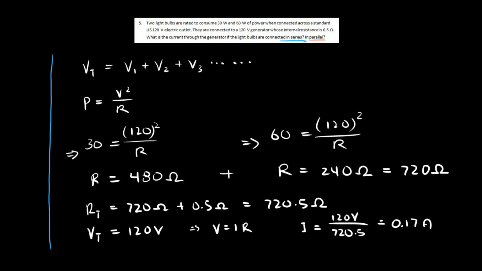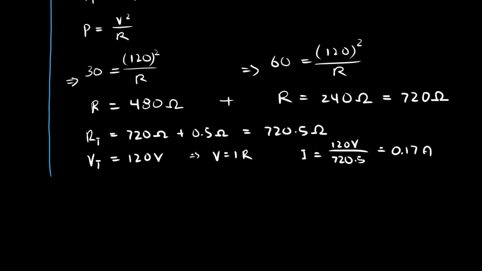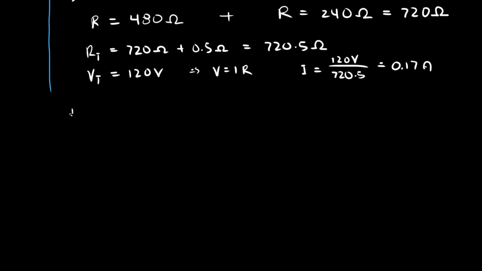Now to do the parallel circuit part of this problem, we would follow a similar procedure as we see here. We already know the individual resistances of the two light bulbs. The 30 watt light bulb has a resistance of 480 ohms, and the 60 watt light bulb has a resistance of 240 ohms. However, we know that their total resistance changes because now we are looking at a parallel circuit. We know that in a parallel circuit, the reciprocal of the total resistance is equal to the sum of the reciprocals of each load's resistance. So something like this.